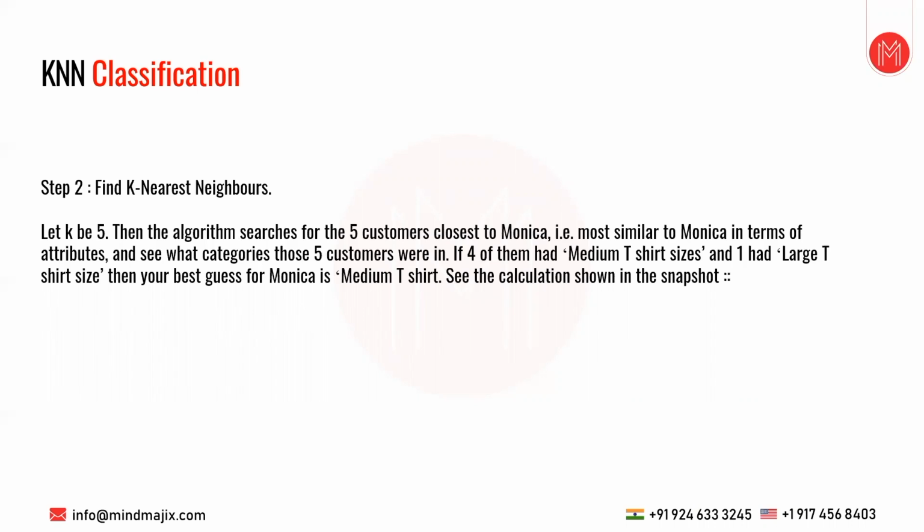Monica has a height of 161 centimeters and a weight of 61 kg. So we have to find five customers whose specifications are related to Monica's. According to that, we get an idea of which t-shirt size Monica will have. For example, take the five customers most similar to Monica in terms of attributes, and see what categories they wear. If four of them had medium t-shirt size and one had large, then your best guess for Monica is medium. So see the calculation in the snapshot.